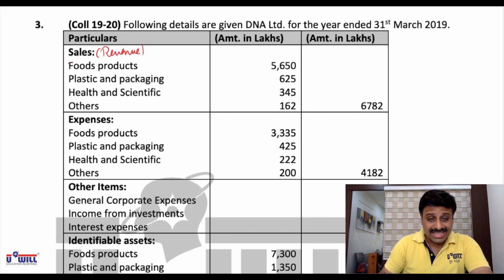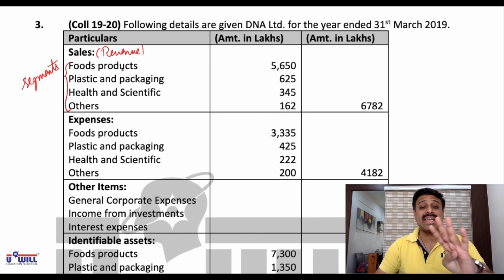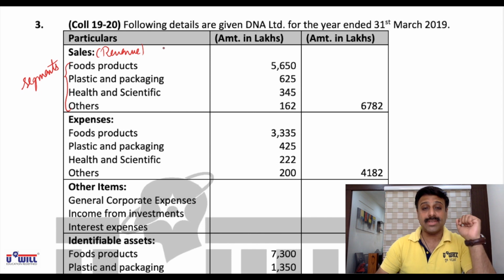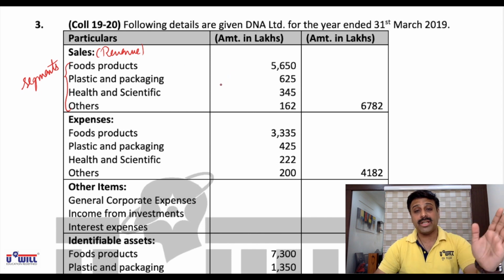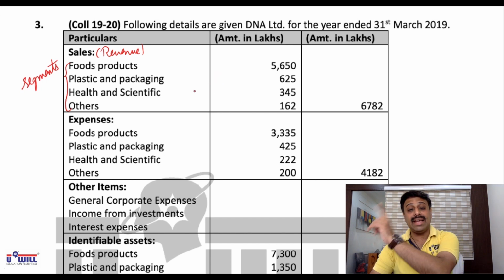Now these are all the segments. Which are the segments? Food products, plastic and packaging, health and scientific, others. So here 4 segments are there, means one more column will increase. What format will you make? Particulars, then 4 columns: food products, plastic and packaging, health and scientific, others, then inter-segment elimination, and then total.